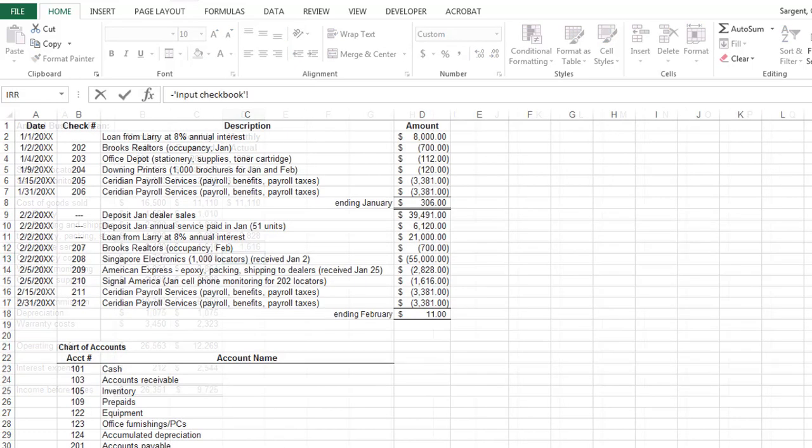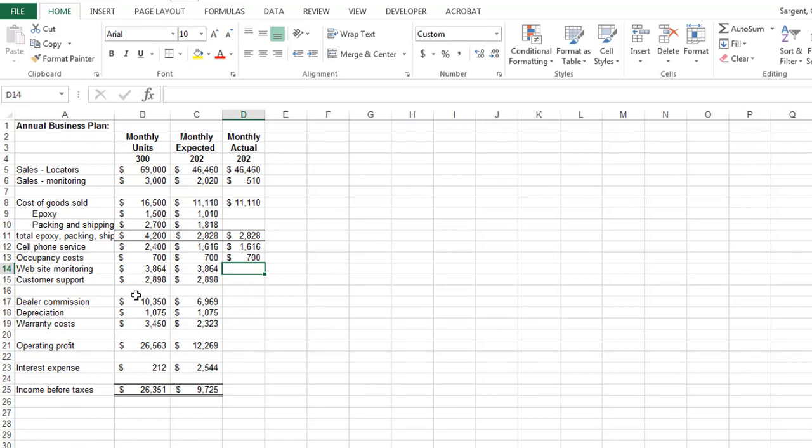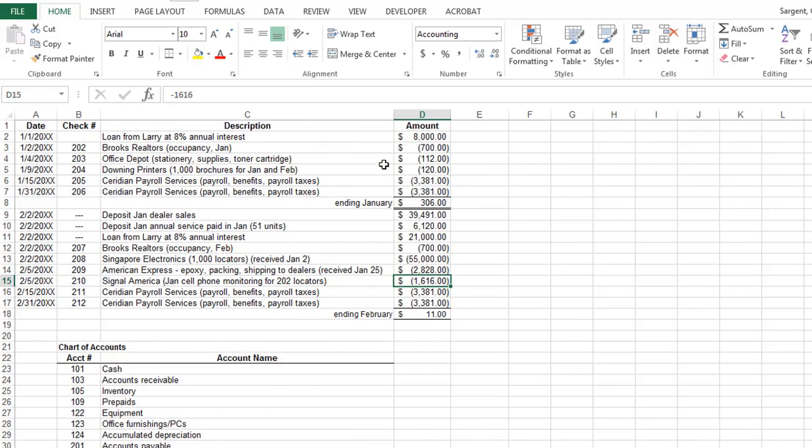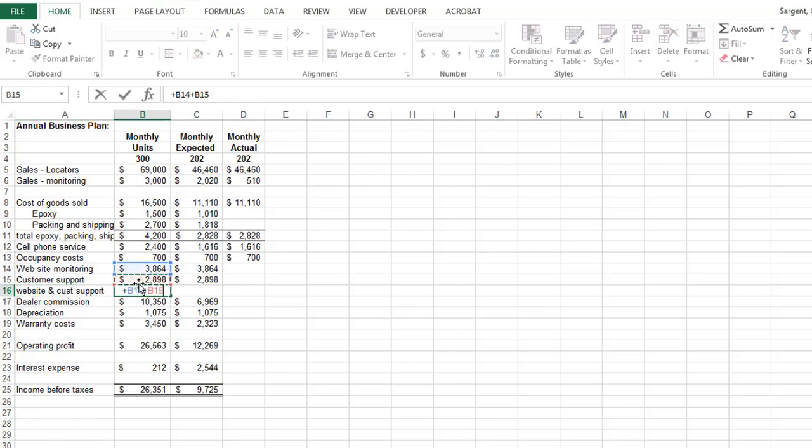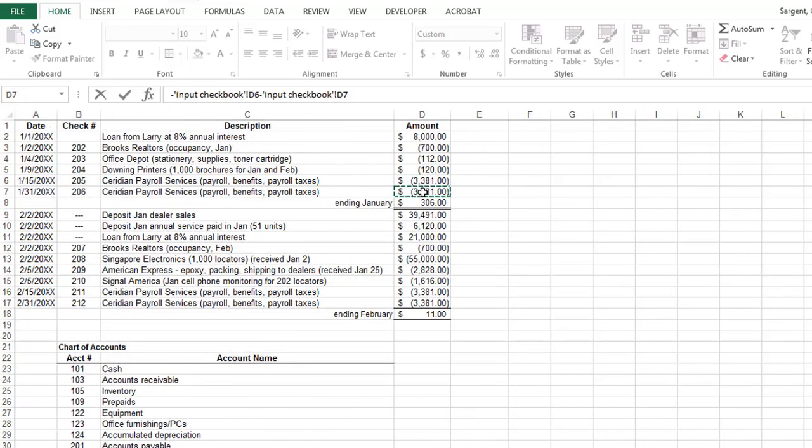Occupancy costs, let's go look. Yes, they paid the rent in January. Website monitoring and customer support. So this is just in the payroll. This payroll that they pay twice a month, January and February. Can you see it's the same? So the payroll covers both of those. So we'll put another subtotal in here. And we'll put January's payroll in there.